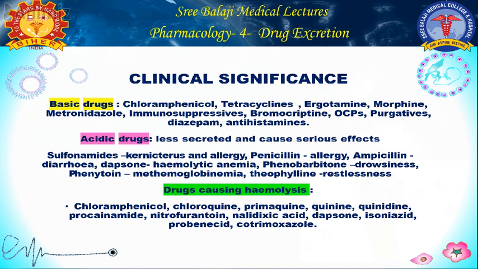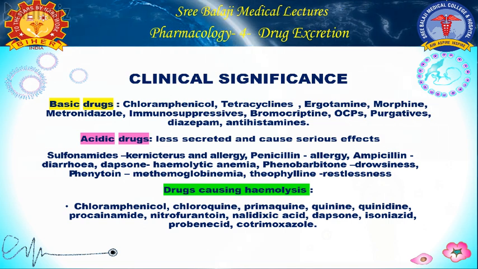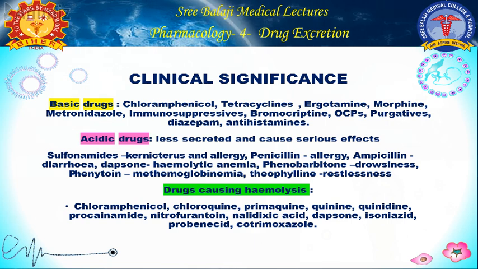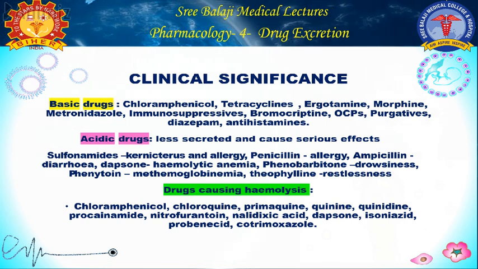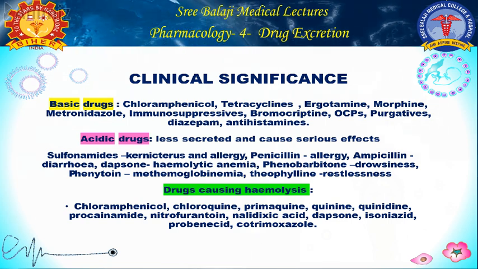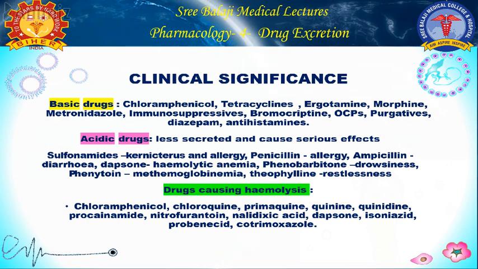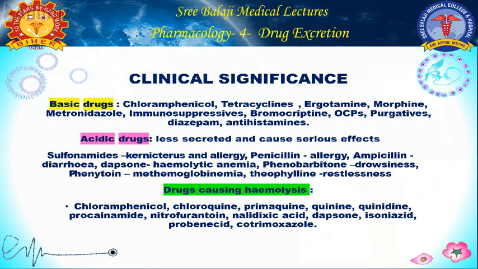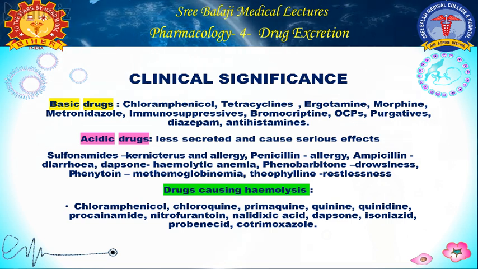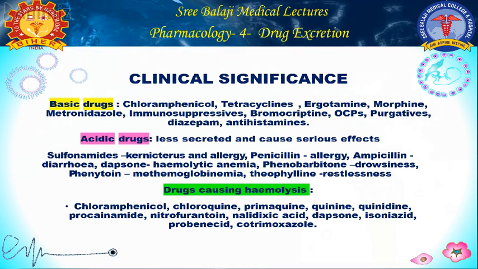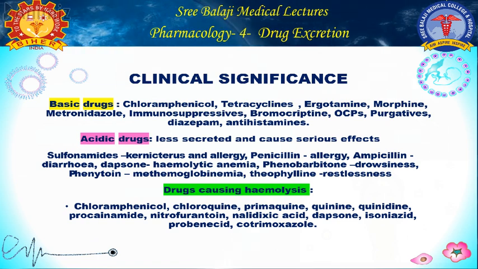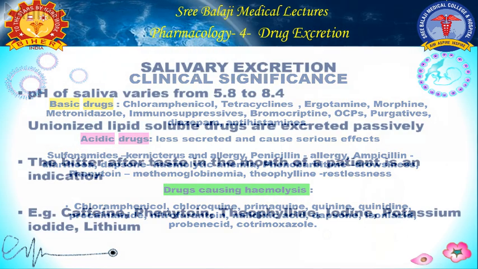So all these drugs should be prevented, must not be given to a lactating mother. Whereas drugs causing hemolysis are chloramphenicol, chloroquine, primaquine, quinine, quinidine, procainamide, nitrofurantoin, nalidixic acid, dapsone, isoniazid, probenecid, and cotrimoxazole. So all these drugs must strictly not be given to a lactating mother.